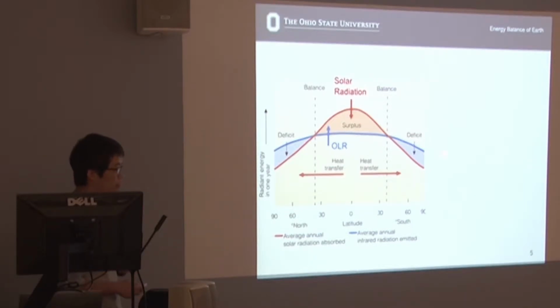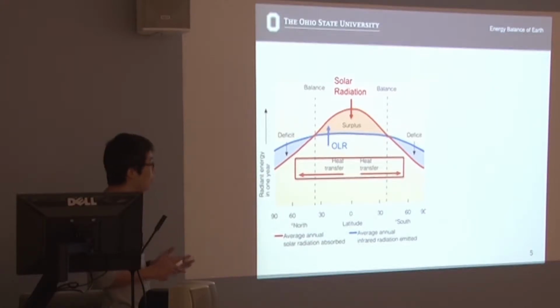So if the Earth is like Mars, if we don't have the atmosphere and ocean, then the temperature in the tropics will keep increasing until the solar radiation is balanced by the outgoing longwave radiation. And the opposite thing happens in the high latitudes. The temperature will keep decreasing until these two are balanced. But luckily, we have the atmosphere and ocean heat transport. We have atmosphere and ocean. These two systems are transporting the surplus energy in the low latitudes to the high latitudes to redistribute the energy in our climate.